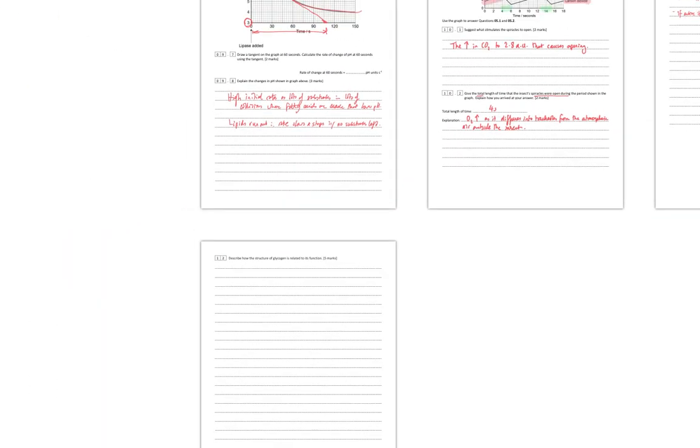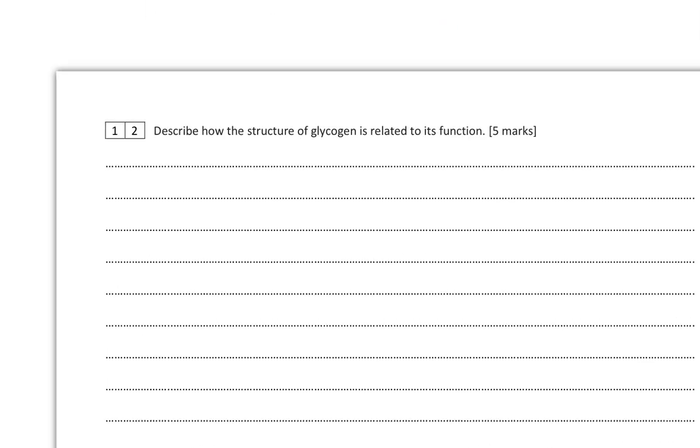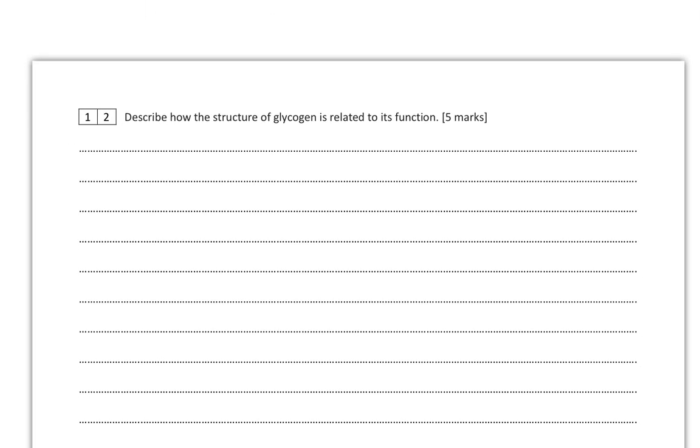Last question. Describe how the structure of glycogen is related to its function. So I need 5 points here where the structure relates to function. So let's do my first one. Well, glycogen, I was thinking it looks like that. It's a branchy molecule, isn't it? So this is like a zoomed out picture of glycogen.